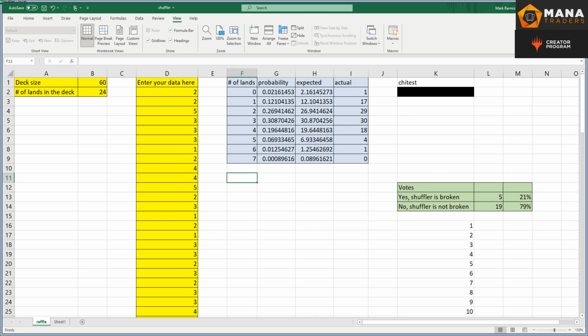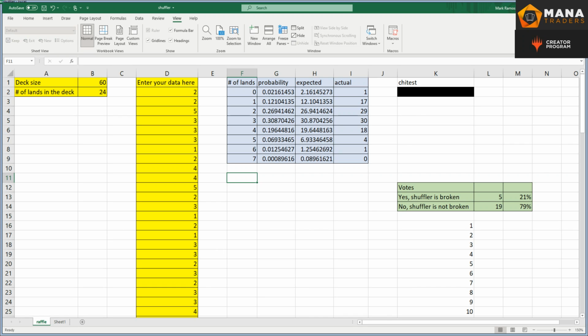So what we did was we took a deck with 60 cards and 24 lands, and we played 100 games with the deck on the ladder, best of 3. For each game, we just counted the number of lands in the opening hand, and then we moved on to the next game. What we wanted to see was whether the number of lands in the opening hand that we actually observe out of those 100 games is in line with what we expect if we consider that the shuffler is fair.